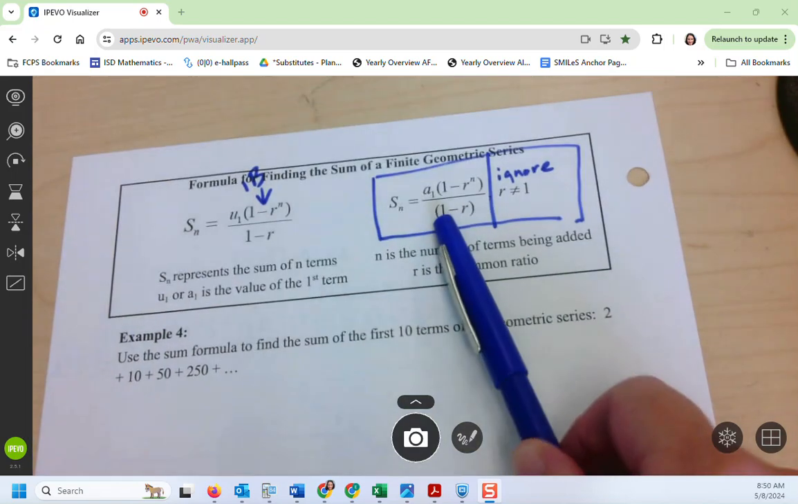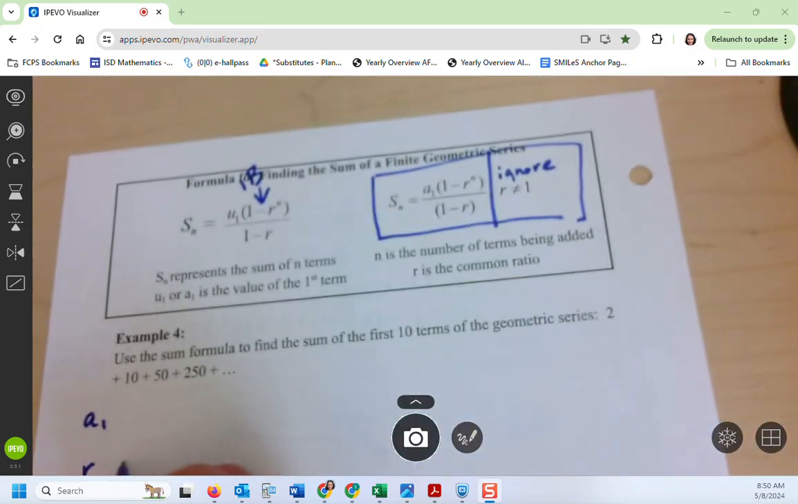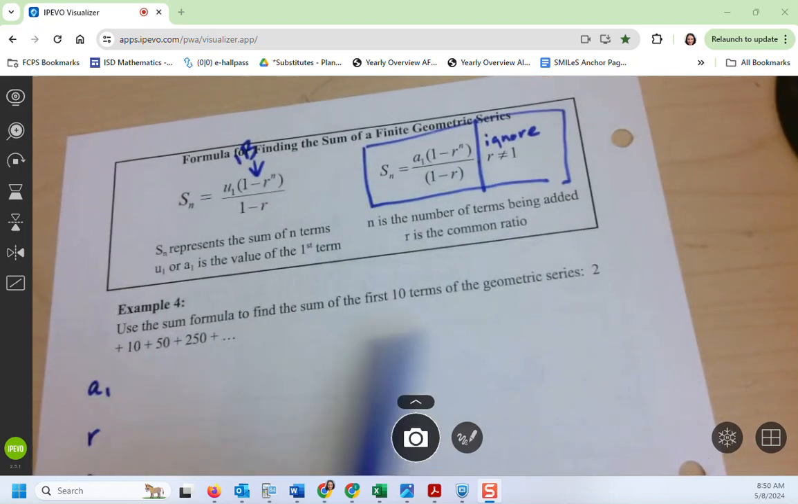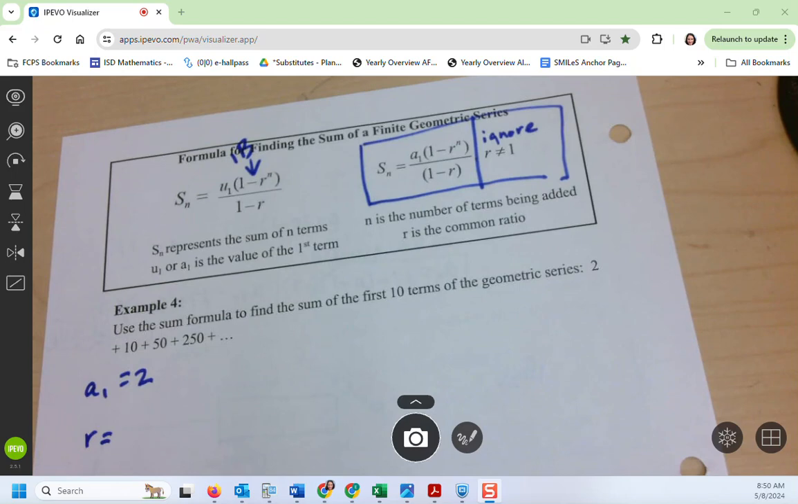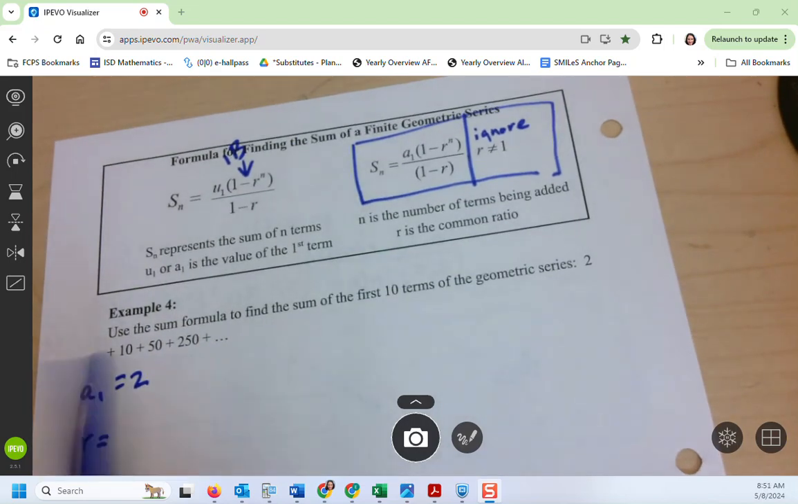In order to use this formula, we had to identify a sub 1, r, and n. A sub 1 is your first term, and it was only tricky because they hid it up here on the previous line. Your first term is 2. Your r is how much you are multiplying by each time. Some of you can just see that you're multiplying by what number? 5. And that's fine. If you see it's 5, you can just write 5. But if it was tricky, like if they had fractions in there, then I would do the second divided by the first. So 10 divided by 2. That would give me r of 5.